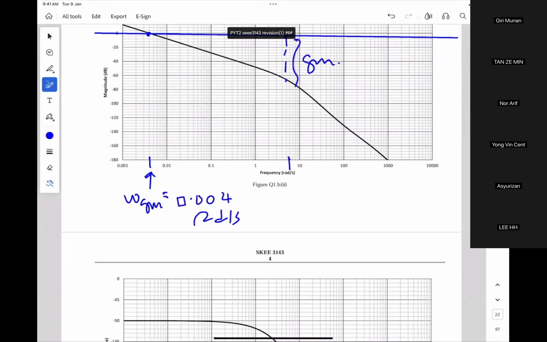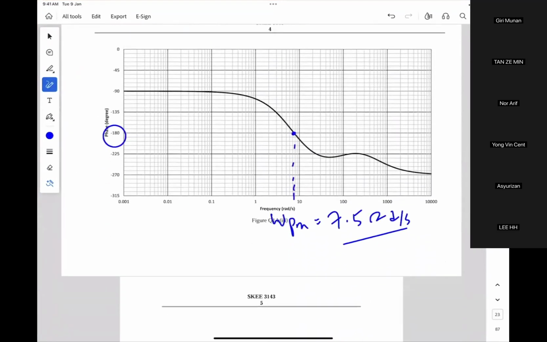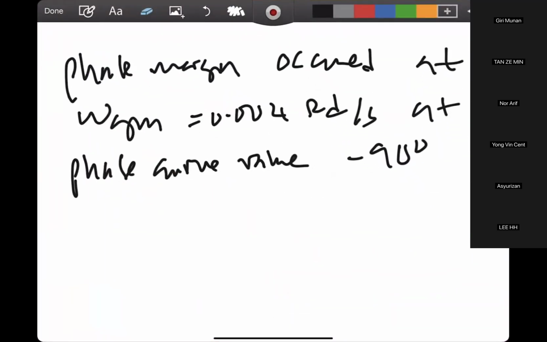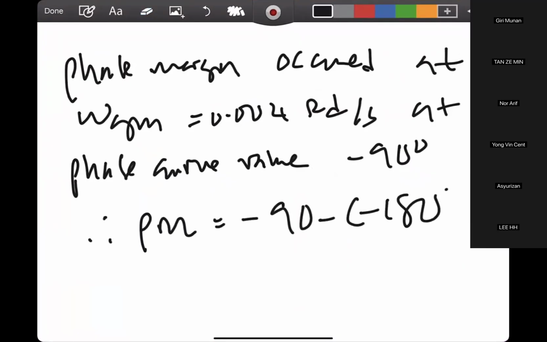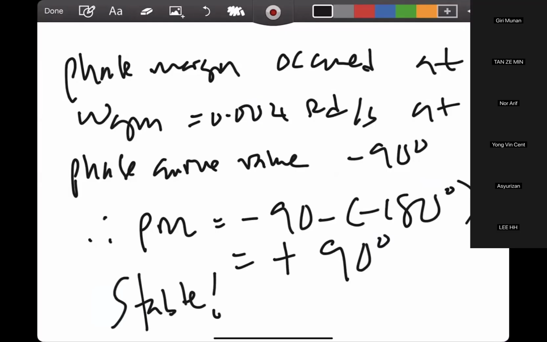Ni kan. Omega GM ni kan. 0.1234 here. So dia dekat minus 90 darjah. Okay. So therefore phase margin equal to minus 90 minus 180 is equal to positive 90 degrees. So stable lah, right? Betul? Stable.